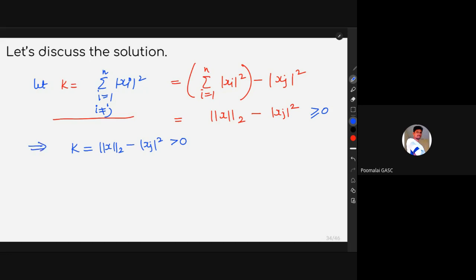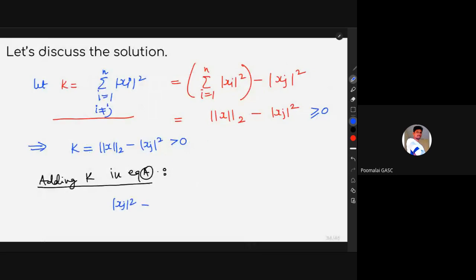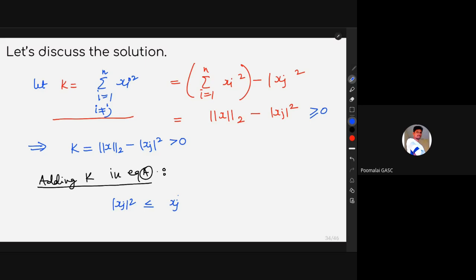So I will add this, adding k to k in equation A. So what is equation A? Equation A is xj square is smaller than or equal to xj. Sorry. Modulus is not required. My mistake. Modulus is not required.